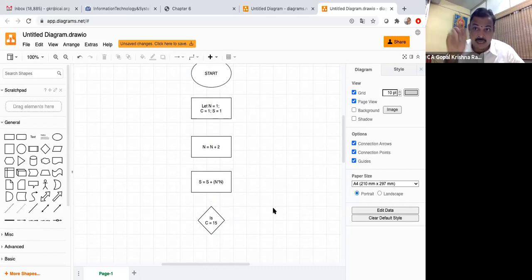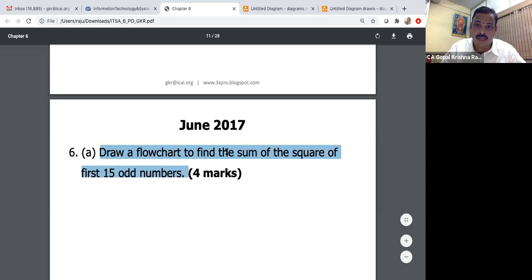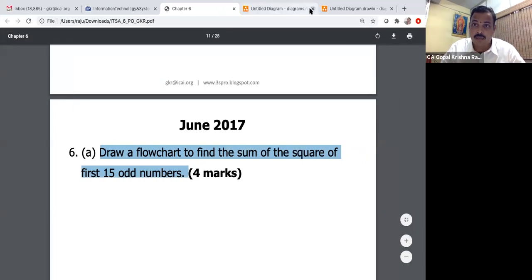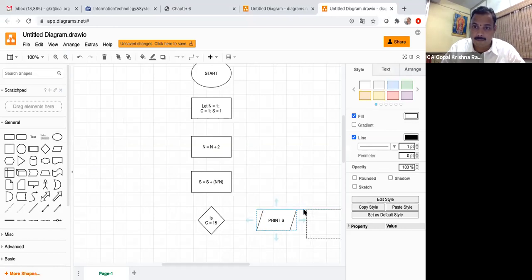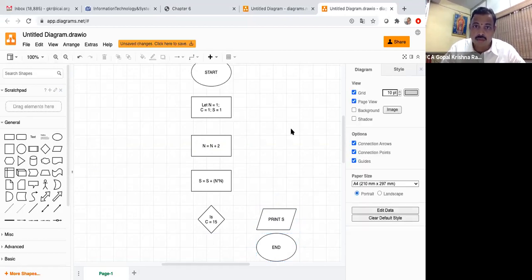If C is equal to 15, it means you have to exit. So what will you do at exit? You will print yes, because that is your question. What is your question? Find the sum of the squares. So yes only you have to print, and the answer for that is 4495. So print yes, and after that, end. Now if C is equal to 15 is not true, then you have to start again at n plus 2. You have to go to this particular step.